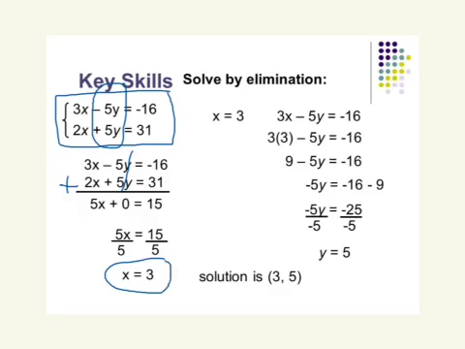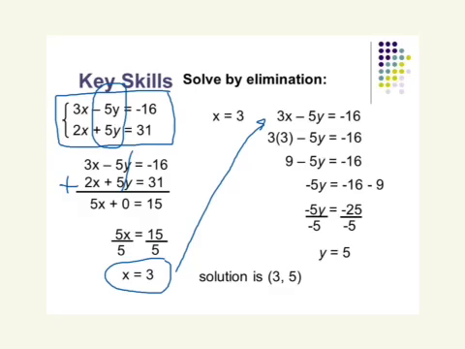Now, the next step is to go ahead and take this x value of 3 and plug it back into either one of the original equations. Which one you choose is totally up to you. For this example, we're going to go ahead and plug it back into the first equation. So, since we know x is 3, we can take x out and plug in 3. We'll then have 3 times 3 minus 5y equals negative 16. 3 times 3 is 9, so we'd have 9 minus 5y equals negative 16.